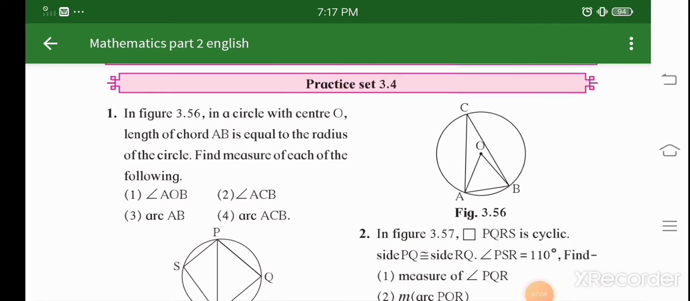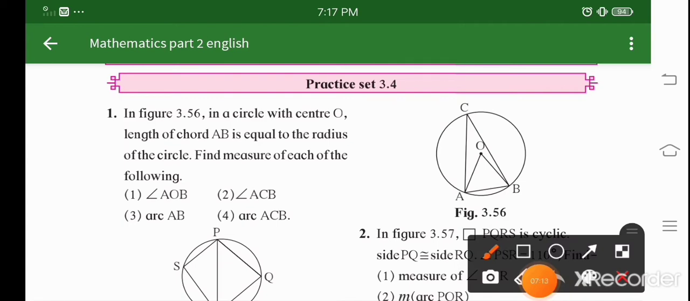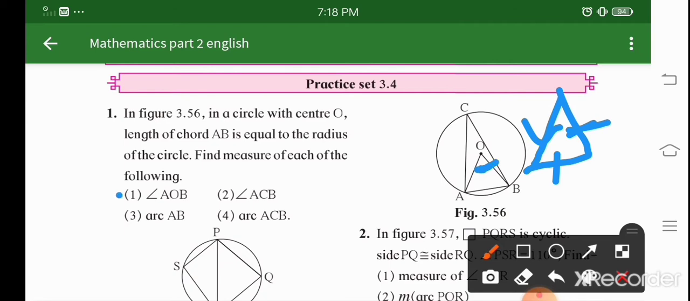As we know, from the figure you can say that this angle O. Can you see whether this is equilateral or not? Because these sides are equal, all sides are equal, that means it is an equilateral triangle. An equilateral triangle has angles of 60 degrees, so this angle O will be 60 only. So we got the value of this.